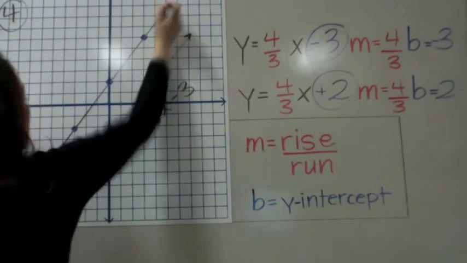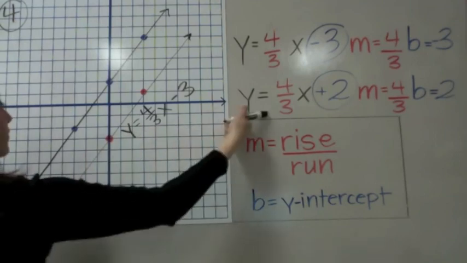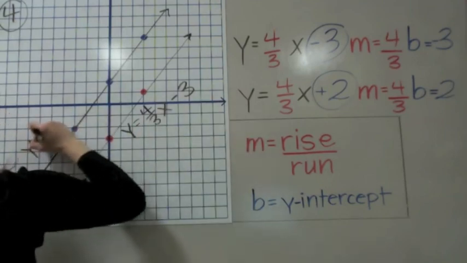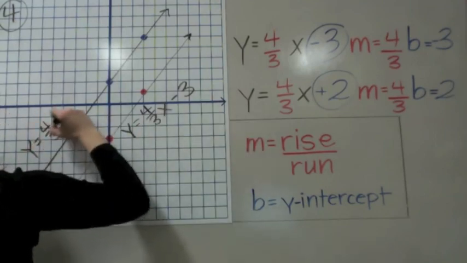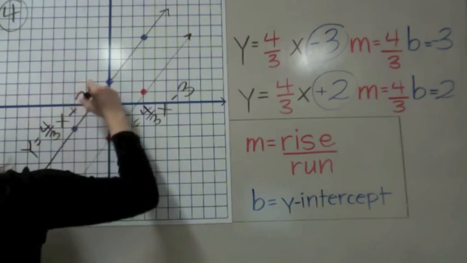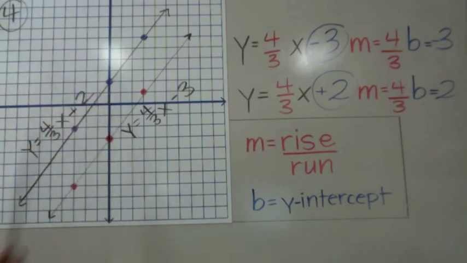All right. The equation for this line, if we remember the one we just graphed, is y equals 4/3 x plus 2. And what can you say about these lines? These lines are parallel. They never intersect, okay, at any point.